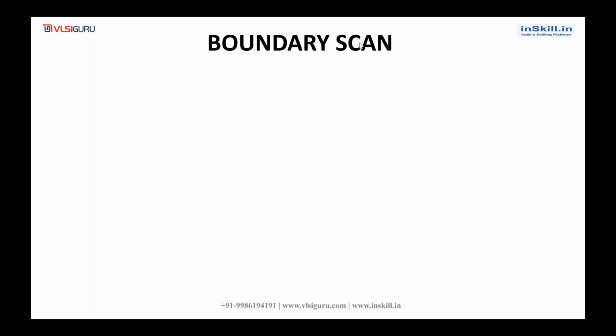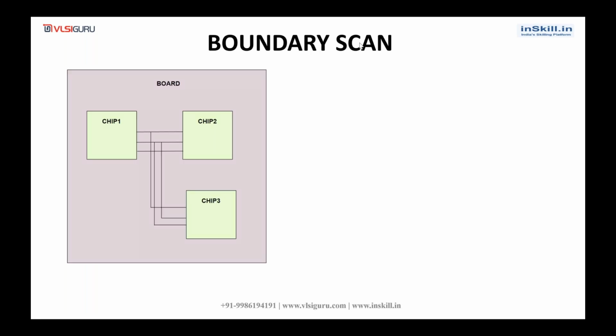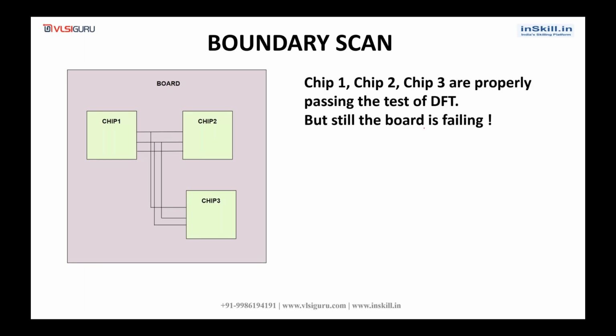As of now, we will just see what is boundary scan. Okay, so chip 1, chip 2, chip 3, they are passing the test of DFT, but still the board is failing. So what can be the reason?